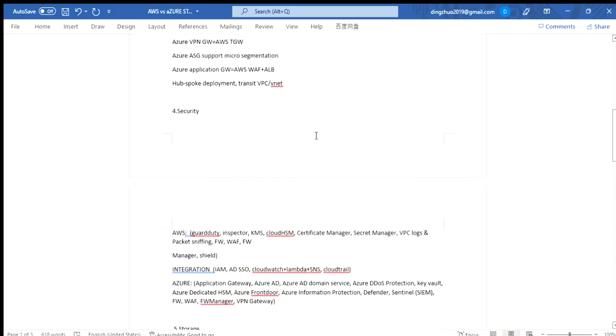Now next, let's move into the security. Let's have a look at AWS first. In AWS, we have GuardDuty, which is threat monitoring, Inspector, which is traffic inspection, KMS for the key management, CloudHSM, which is for the hardware-based key management, Certificate Manager, which is for all the CA, Secrets Manager, which stores all the secret keys, private and public keys, VPC logs, and packet sniffing. We also have the Firewall Manager.